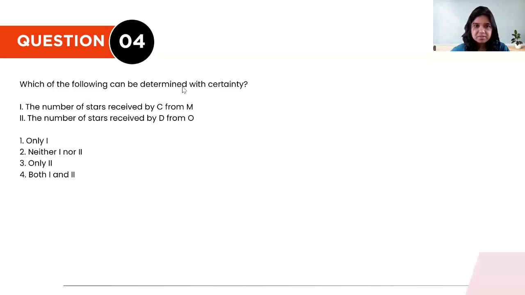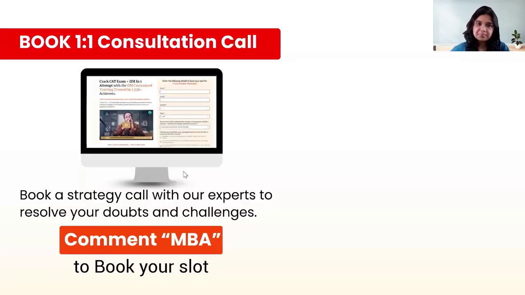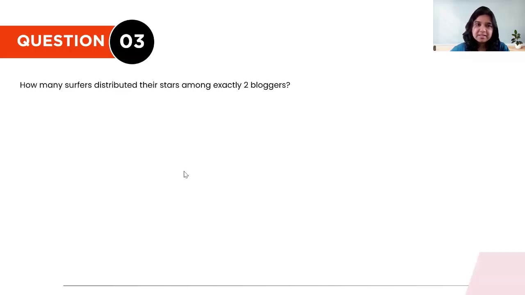Which of the following can be determined with certainty? So there is a possibility of something being uncertain. It's just a hint that we're getting from the options, from the questions. The number of stars received by C from M, the number of stars received by D from O, only 1, neither 1 or 2. So we have neither 1 or 2, only 2, both 1 and 2. If both of them are certain, then there is nothing about a possibility case. And those are the 4 questions that we have. Let's go back to the question and try and solve the set first.